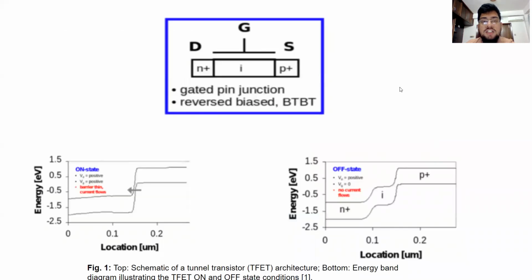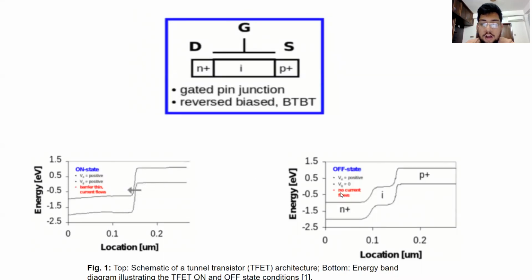Now we can see a structural image of TFET, where we see the drain and source are oppositely doped and the channel is intrinsic. In the general case, the drain is doped N-type and the source is doped P-type. And now we also have two graphs which show the off state and on state of TFET.